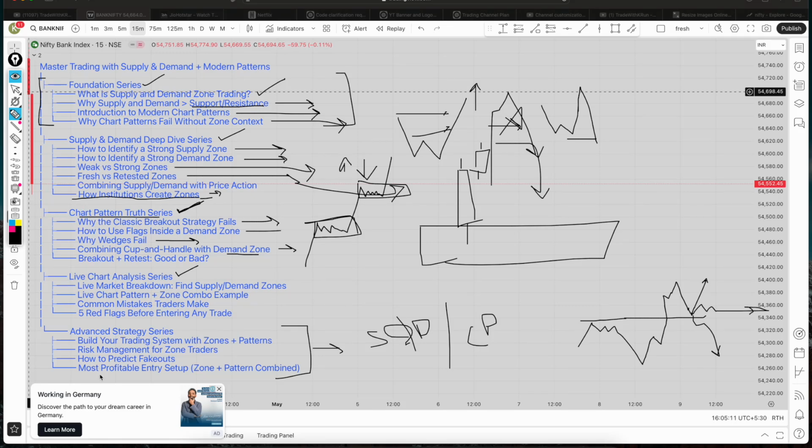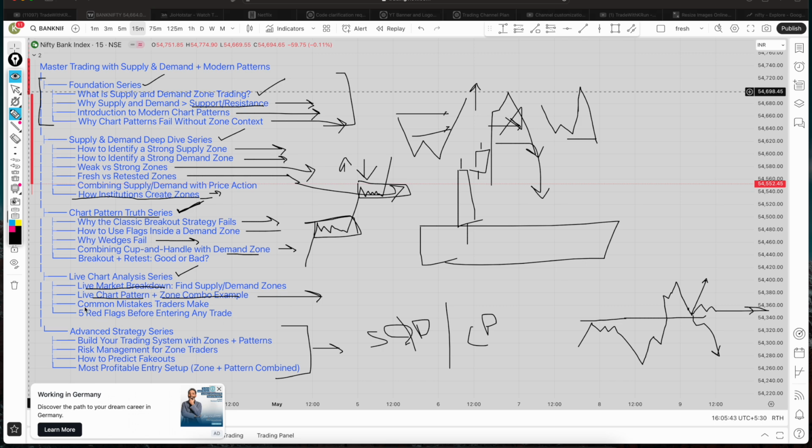And the last two series, the live chart analysis part, this clearly depends on how I manage my own time, because it will be a bit difficult for me to do live market breakdown as of now. But I'll find some time, I'll dedicate some time post market, like we can do a post market analysis. We can see what happened on that day, and we can plan our trades for the next day.